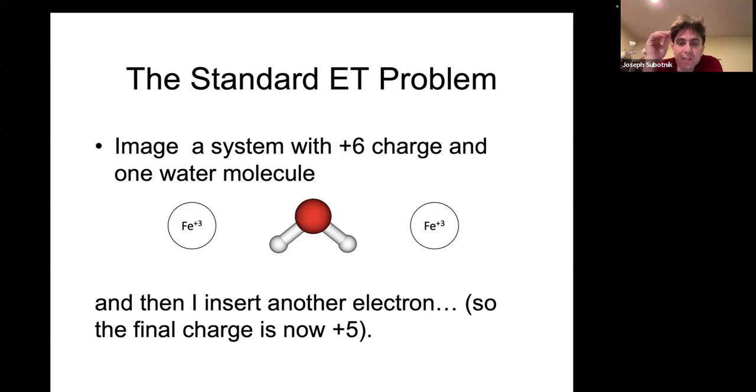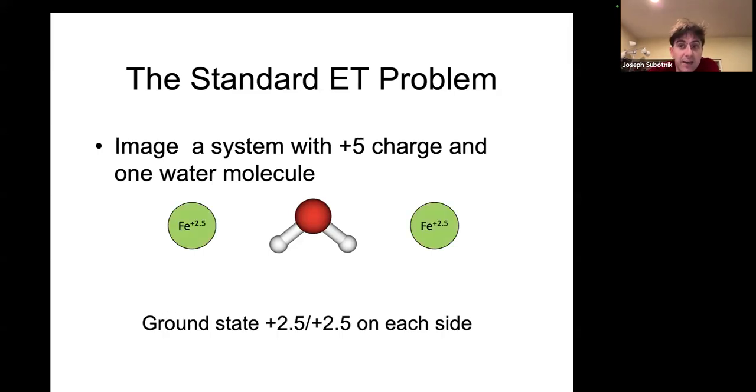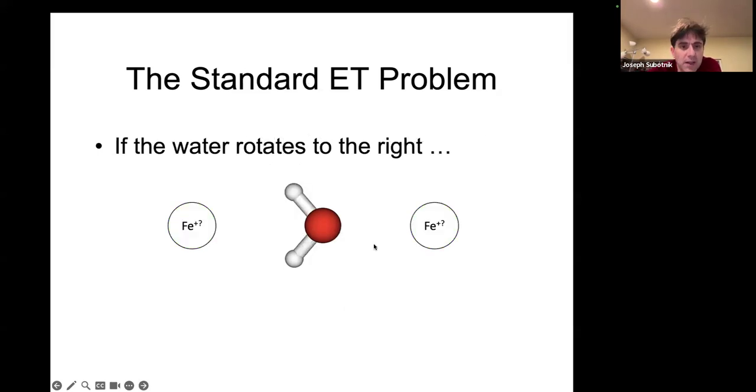Now, it's pretty clear from this description that you'll have to have an iron +3 on the left and an iron +3 on the right. That's pretty clear by symmetry. Now, if you include one more electron, then the final charge should be +5. And by symmetry, therefore, you have to have a charge of 2.5 on both the left and the right if the water is symmetrically oriented between left and right. How could it possibly be any different?